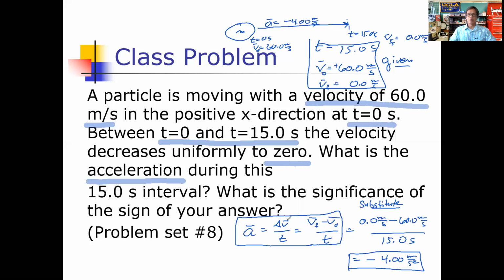All right, so with that said, what's the significance of the sign of your answer here? If we have a negative acceleration, what's the significance of this? Well, if we have a positive velocity, which is what we have here, the signs are opposite, which means that the object is slowing down. So here we're able to do that without the use of a graph because the signs are opposite.